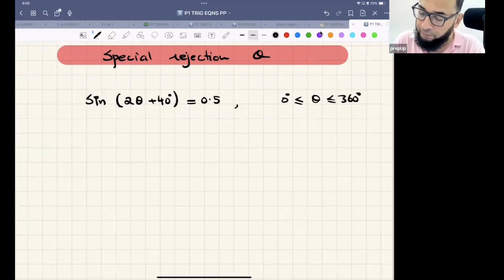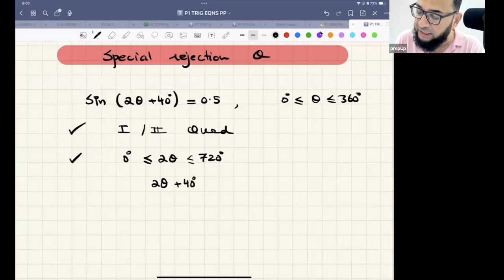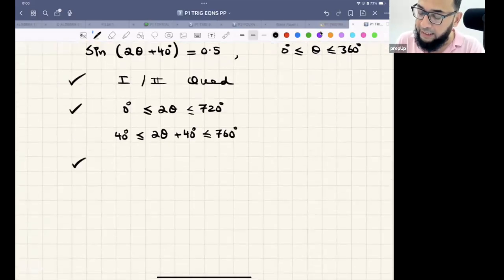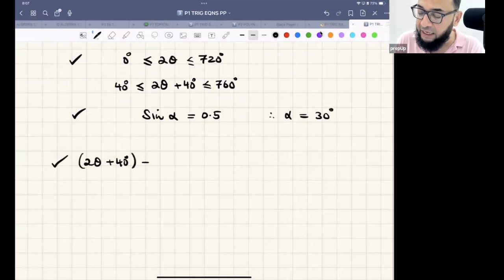So first of all, this is first and second quadrant. Second thing, 2 theta lies between 0 and 720. 2 theta plus 40 degrees lies between 40 degrees and 760 degrees. Third step, let alpha be the basic angle. Sine alpha is equal to 0.5. Therefore, alpha comes out to be 30 degrees. Now, working for the final answer, 2 theta plus 40 degrees is equal to.